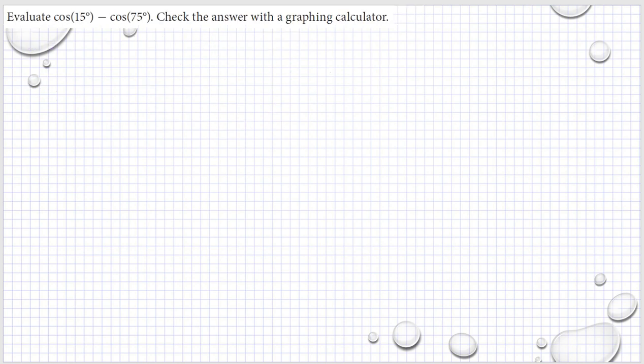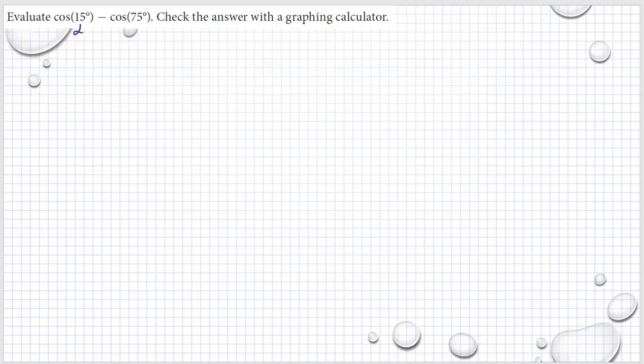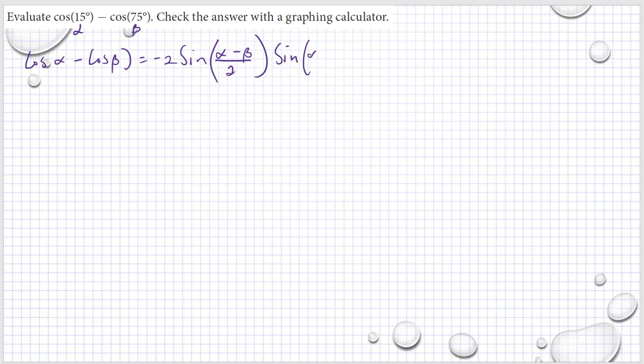Okay. Some more. Evaluate cosine 15 degrees minus cosine 75 degrees. This time it is cosine. I don't remember. There you go. So it should be negative 2 sine. This is our alpha. This is our beta. So we have cosine alpha minus cosine beta is equal to negative 2 sine alpha plus beta over 2 sine alpha minus beta over 2. I wrote it wrong. It should be plus there, and this should be minus.